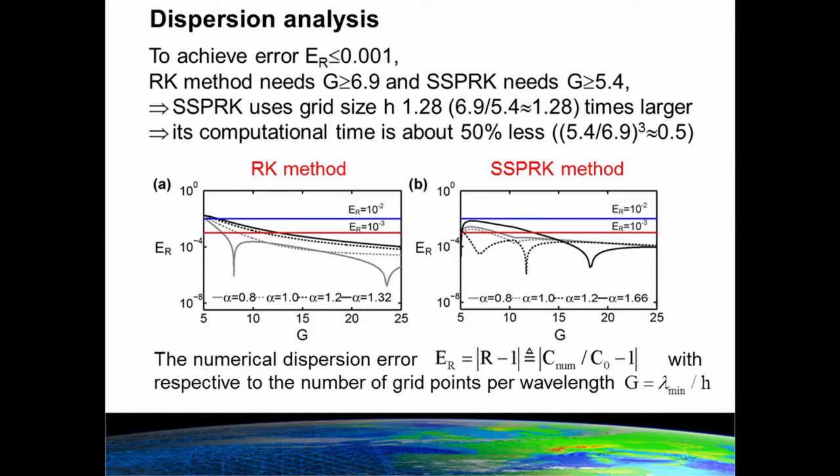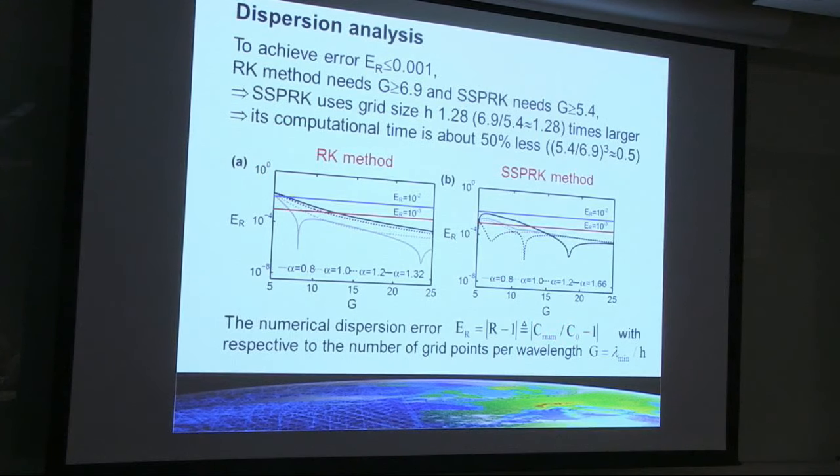We derived the numerical dispersion analysis of the classical Runge-Kutta method and the SSPRK method. We show the numerical dispersion error ER with respect to the number of grid points per wavelength G. ER is equal to the numerical phase velocity divided by the real phase velocity minus 1. As the number of grid points per wavelength G increases, the error decreases for both methods.